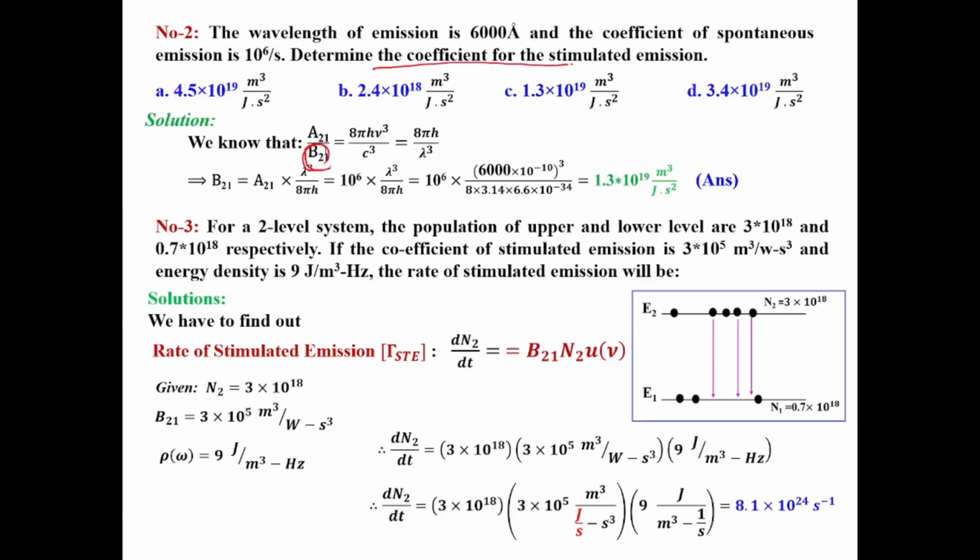In the question it is given that we have to find out the coefficient of stimulated emission. That means B21 will be equal to A21 multiplied by lambda cubed by 8 pi h. You just put all the values. Here A value is given as 10 to the 6, lambda value is 6000 angstrom, 8 pi value 3.14, and h value 6.6 into 10 to the minus 34. You just substitute and calculate. You will find 1.3 into 10 to the 19 meter square by joule into second square. This will be the answer.